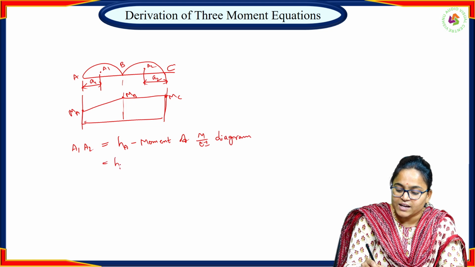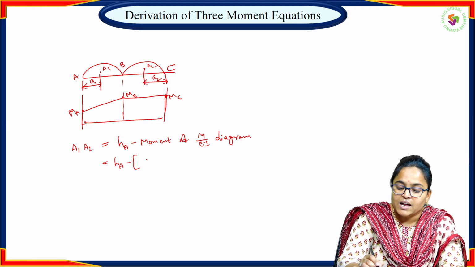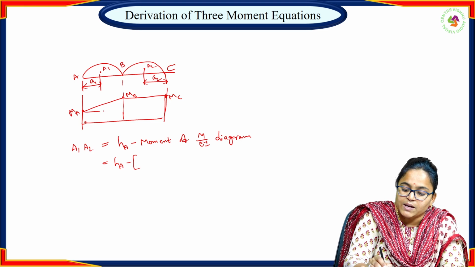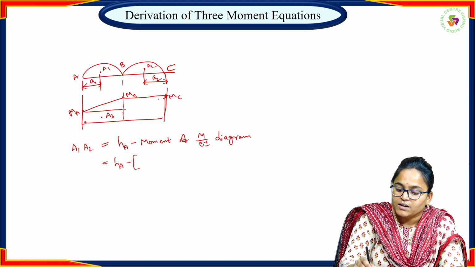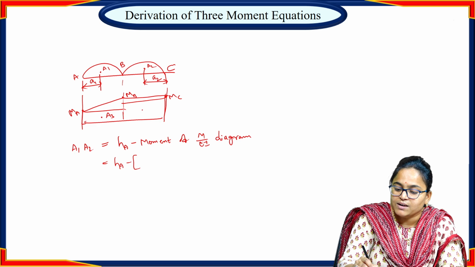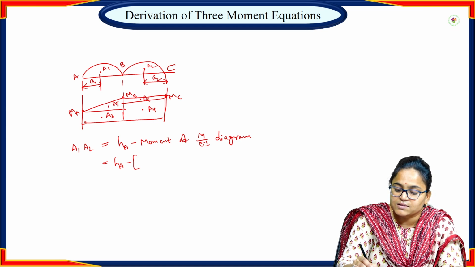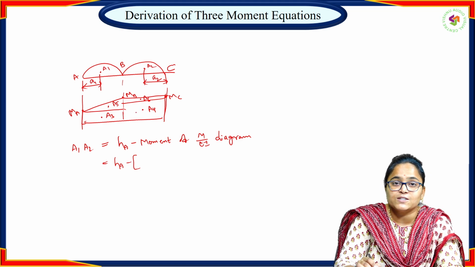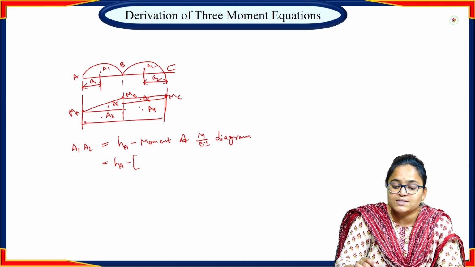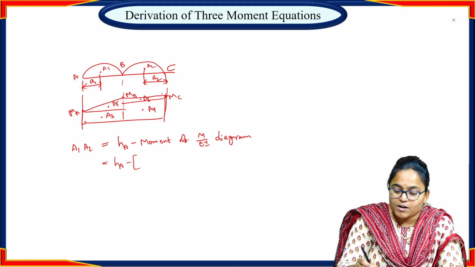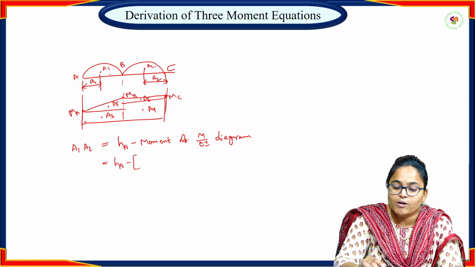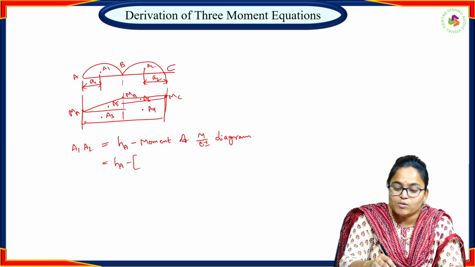Now we can write HA minus. Let us consider here for the fixed BMD, this is area A3, and this is for the BC span, let us consider this as A4. For the AB span, let us consider this triangle as A5 and this as A6. So we are dividing two trapezoidal sections into two triangles and two rectangles in case of the ABC span. Now we can find out the moment of each area from the boundary conditions.